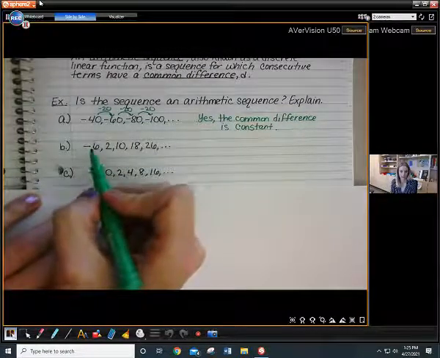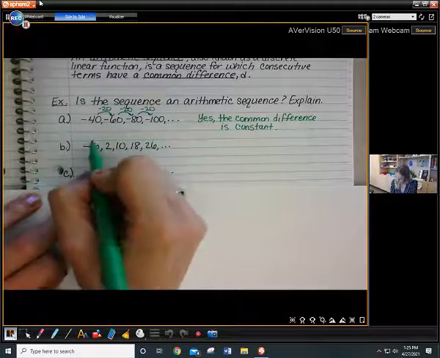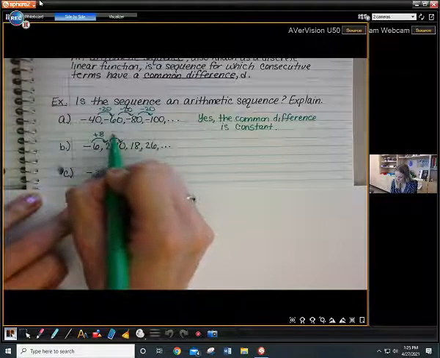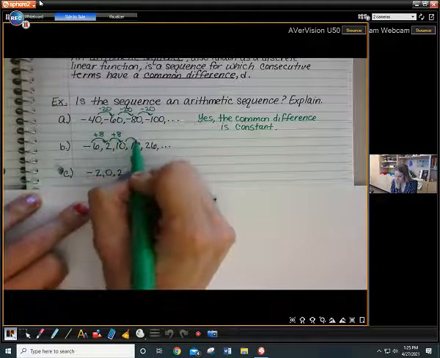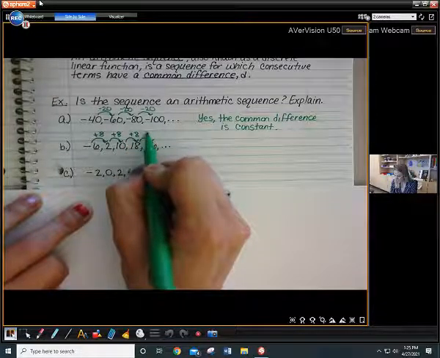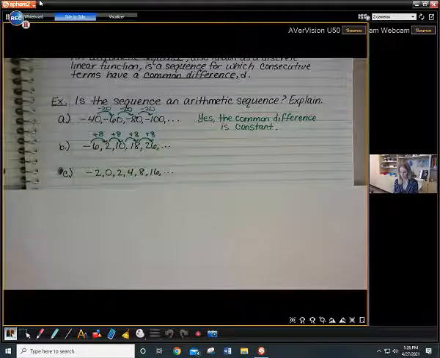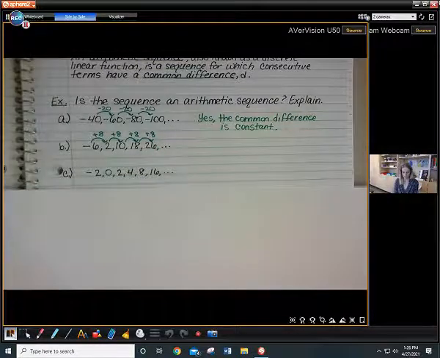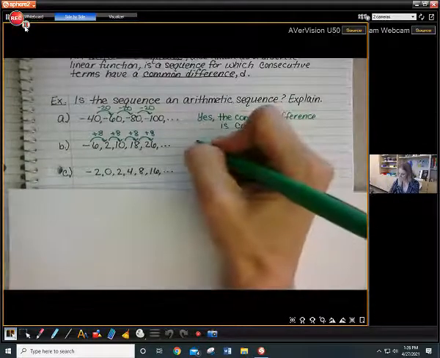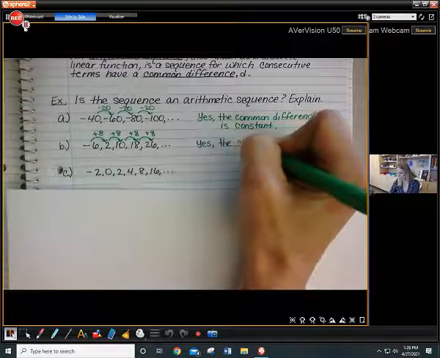All right, looking at the next example, from -6 to 2, they are increasing by 8. From 2 to 10, they're increasing by 8. Here, we're increasing by 8. Here, we're increasing by 8 as well. So again, yes, the common difference is constant.